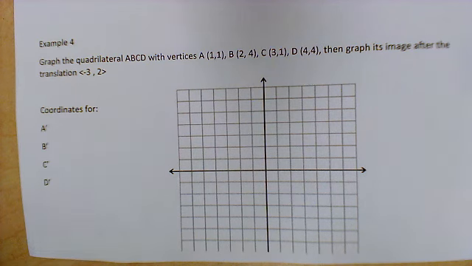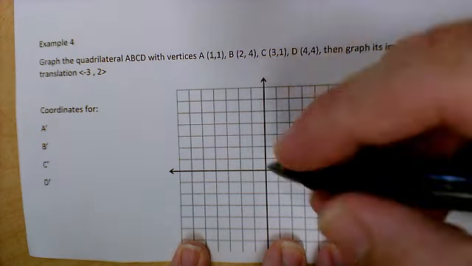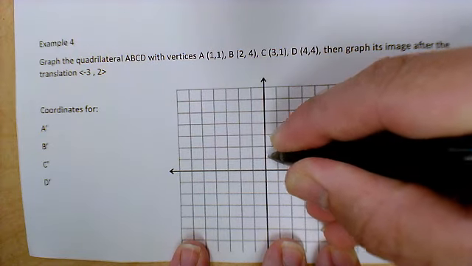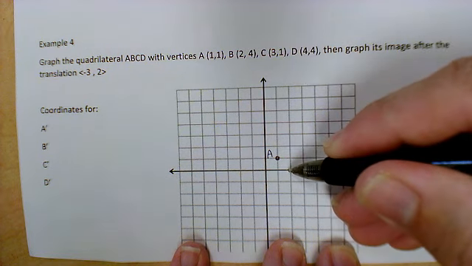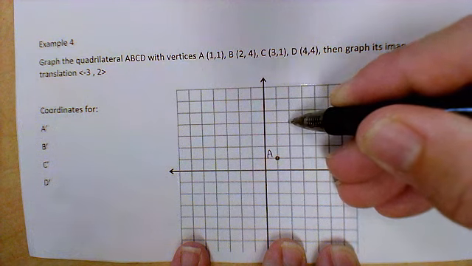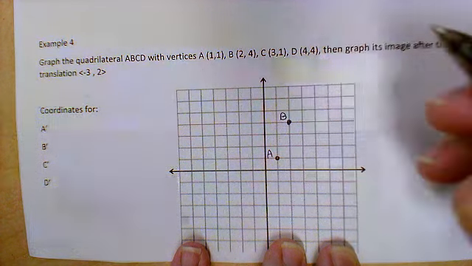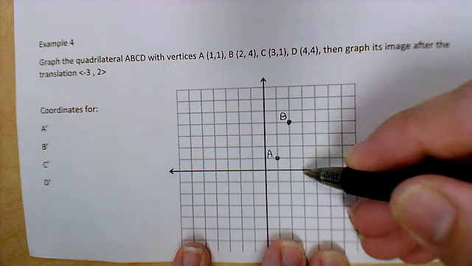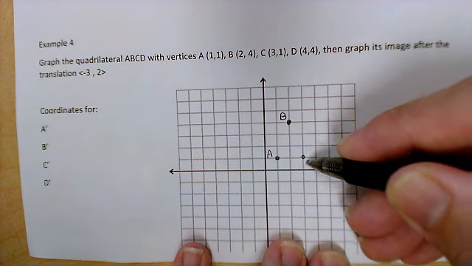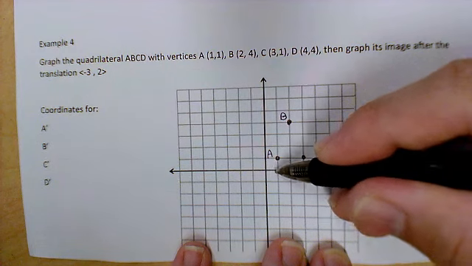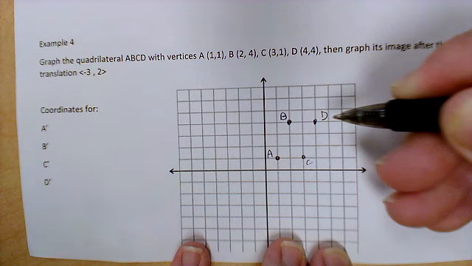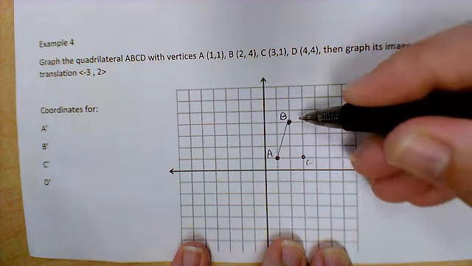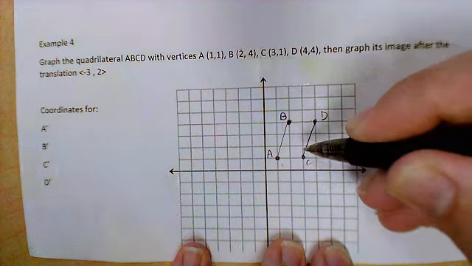So up till now we've been dealing with individual points, and here we're actually going to deal with a shape. So I'm going to go ahead and plot these points. A is the coordinate 1, 1. B is the coordinate 2, 4. So you start at the origin, to the right 2, up 4. C is 3, 1, so 1, 2, 3 to the right, up 1. And D is 4, 4. This is actually a parallelogram, is what this would be called. So I'm going to go ahead and connect the dots here to make a nice little shape.